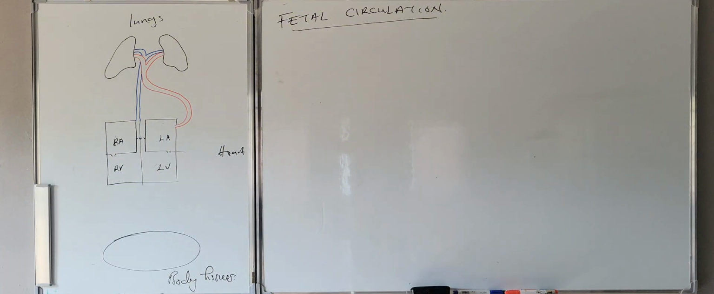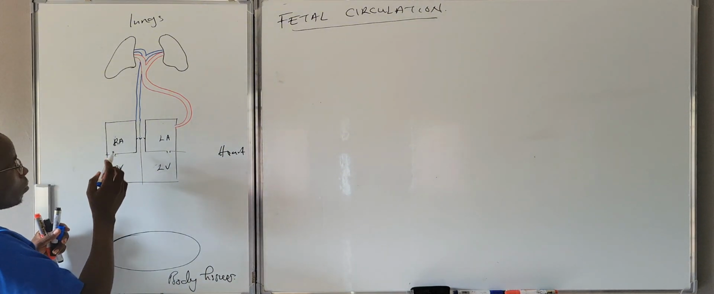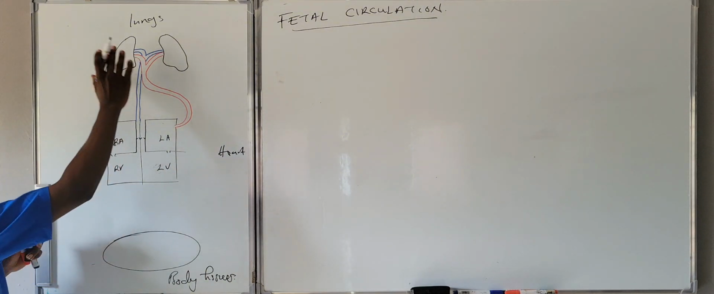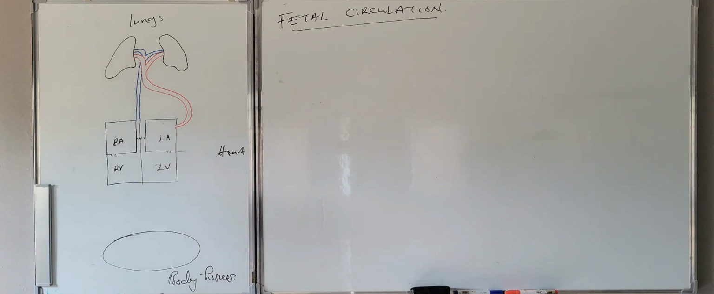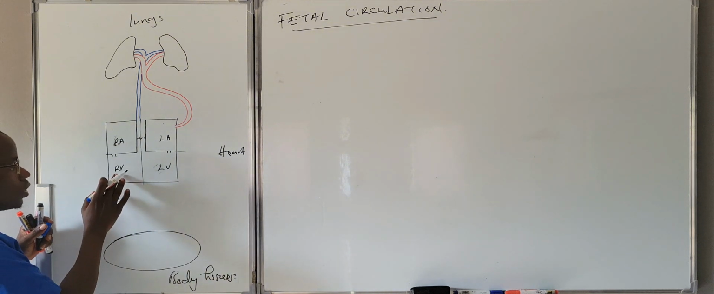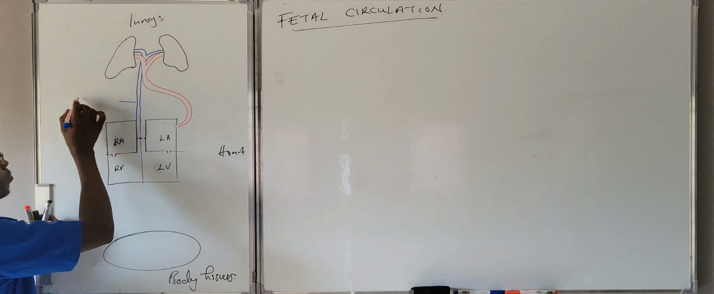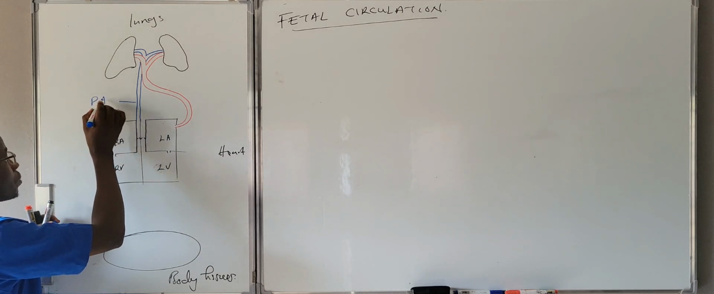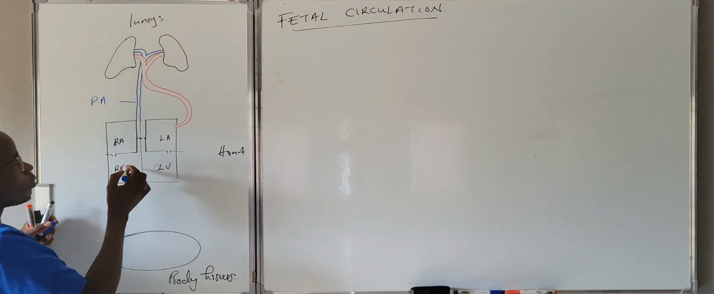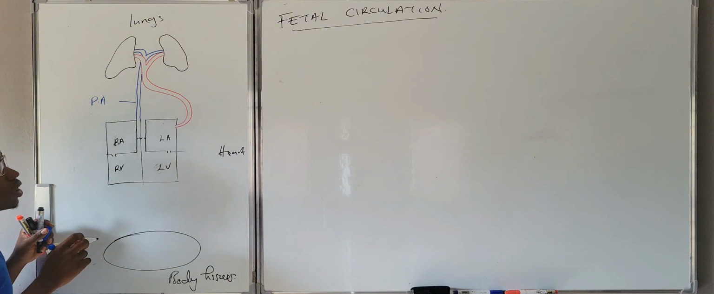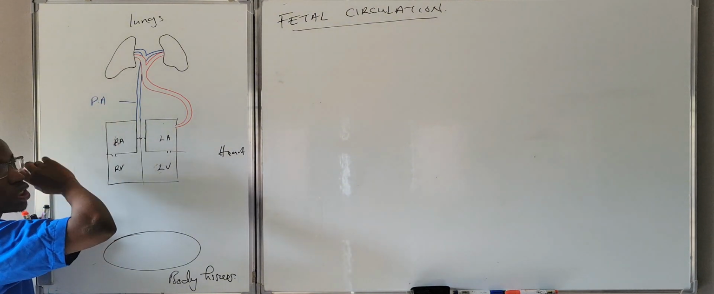Right? So here we can see that we're trying to look at what is called pulmonary circulation. So in terms of pulmonary circulation, we see that blood will leave the right ventricle, and then it will be pumped into what is called the pulmonary artery. Okay, and then the pulmonary artery will carry that deoxygenated blood to the lungs for oxygenation.